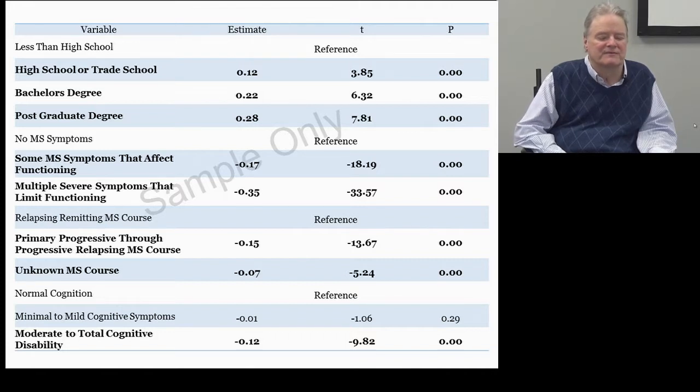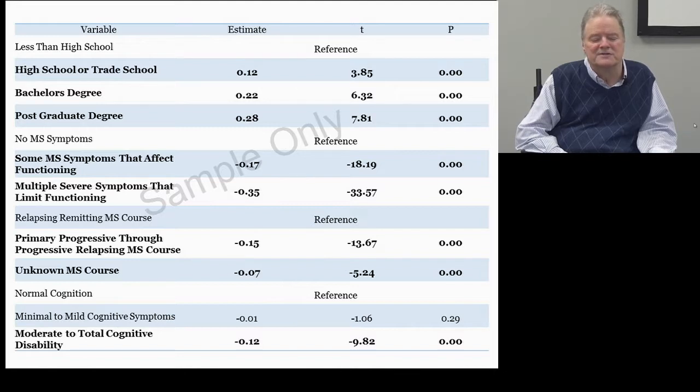And so the next variable is educational status. So you'll see, again, not surprising, very consistent with earlier research. You'll see that there is a gradation when compared to people with less than a high school certificate. Those with high school or trade school, 12% greater probability of being currently employed, to bachelor's degree up to 22%, 28% for postgraduate degree.